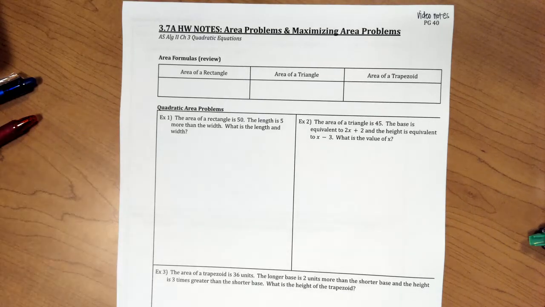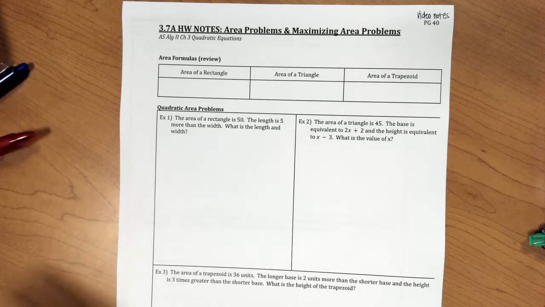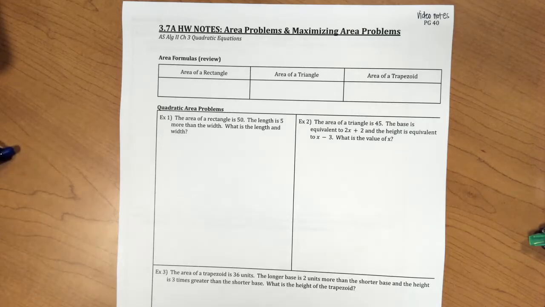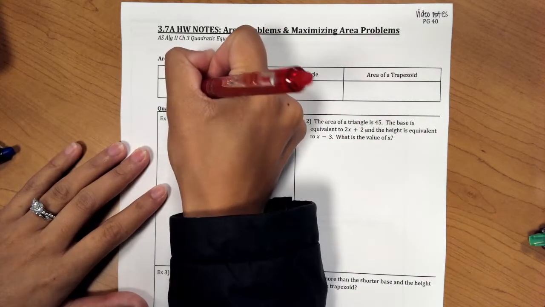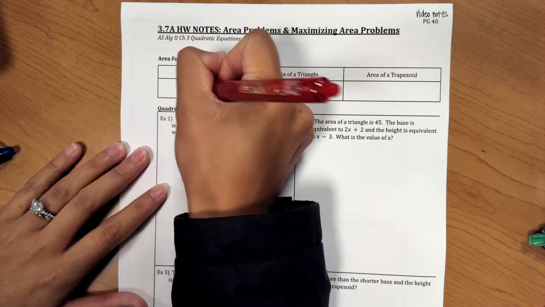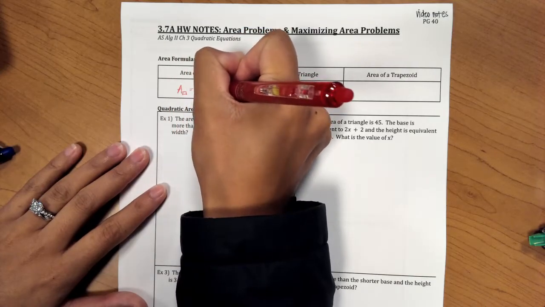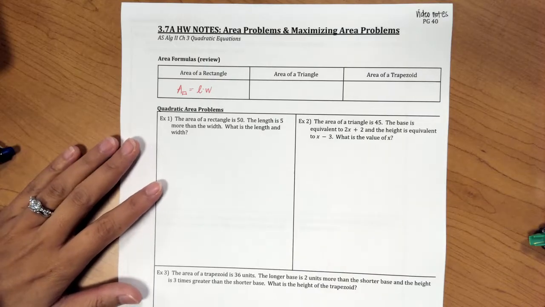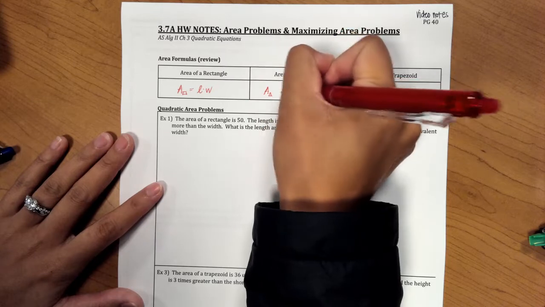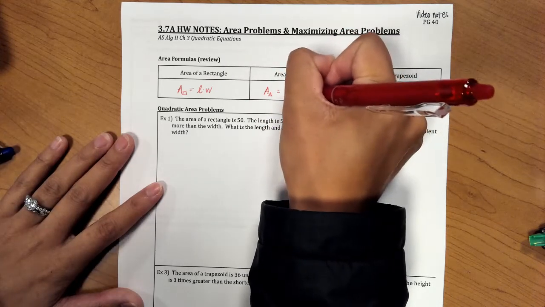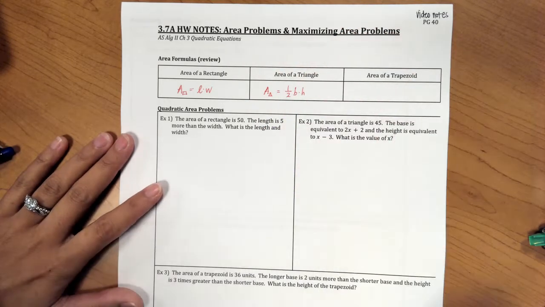Hi, these are the last section of notes for chapter 3, and we're going to be talking about area problems and how to maximize the area. So, before we begin, let's do a quick review. Area of a rectangle is, hopefully from geometry you remember, length times width. You can also say base times height. Area of a triangle is 1/2 base times height.